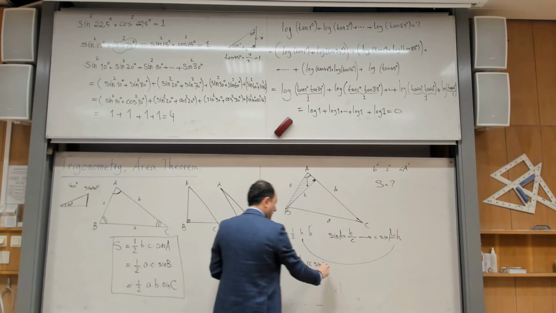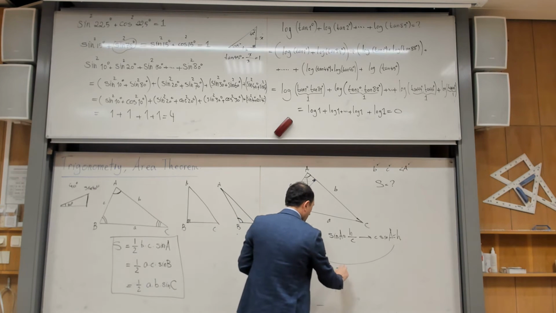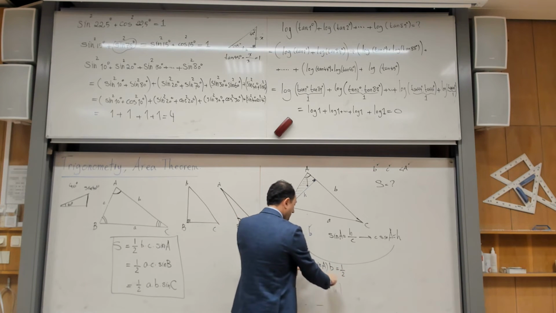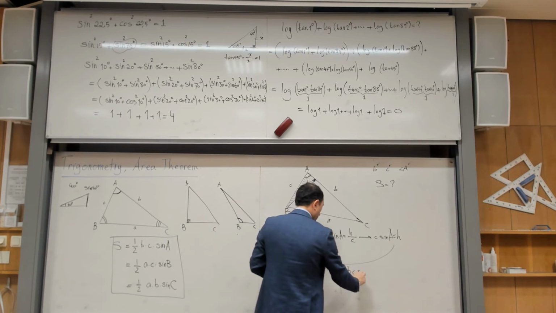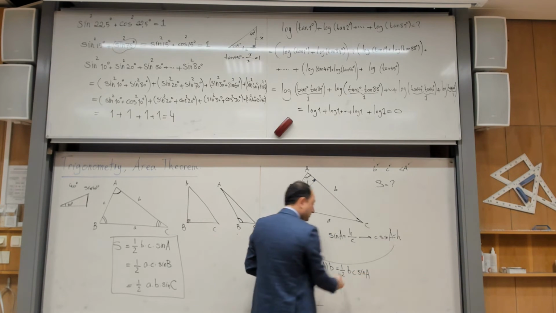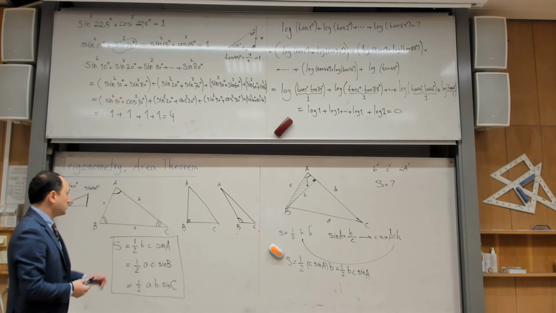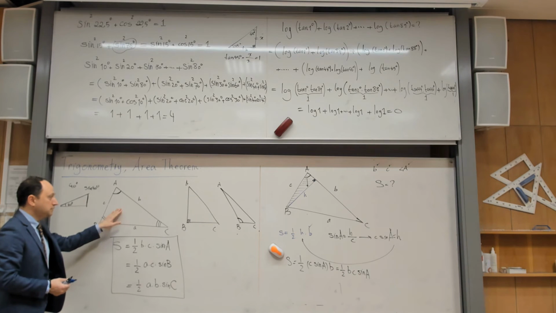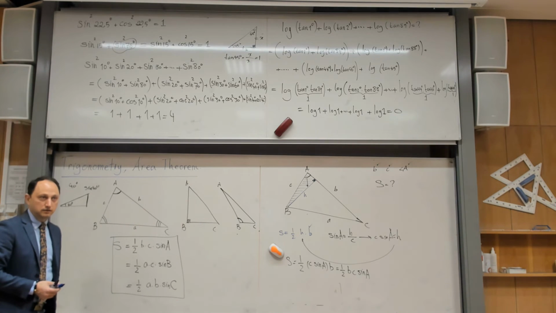And then I multiply it by B. But instead of writing it in this ugly way, I would write it as 1/2, combine B and C next to each other, and then multiply by sine A. That's the formula. This formula will remain valid in the other cases as well. Yes?